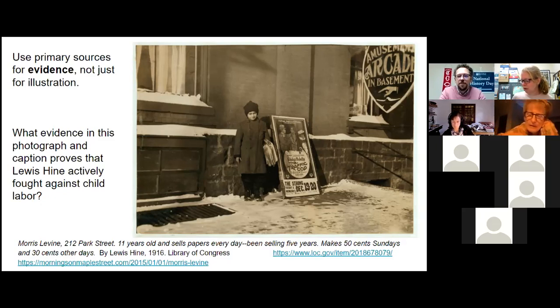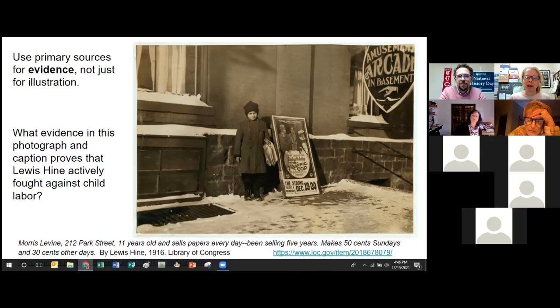Morris Levine, 212 Park Street, 11 years old and sells papers every day, been selling 5 years, makes 50 cents Sundays and 30 cents other days. And this is from the Library of Congress because it's a Vermont photo, but we don't have all the collections, so Library of Congress is great for finding primary sources too.